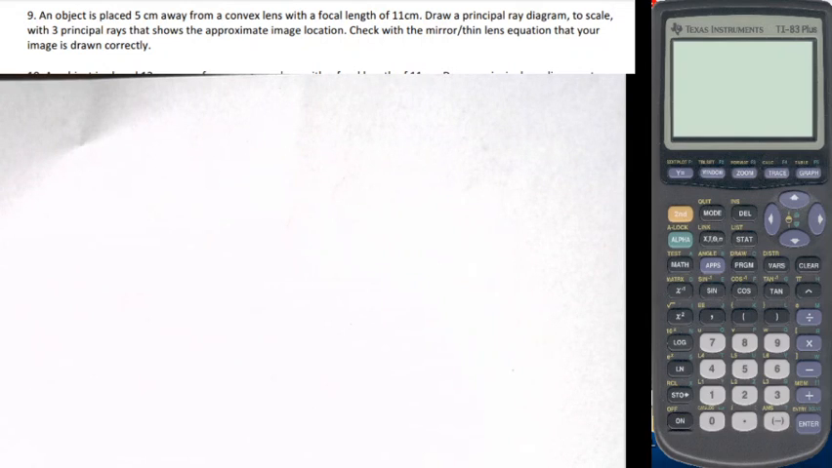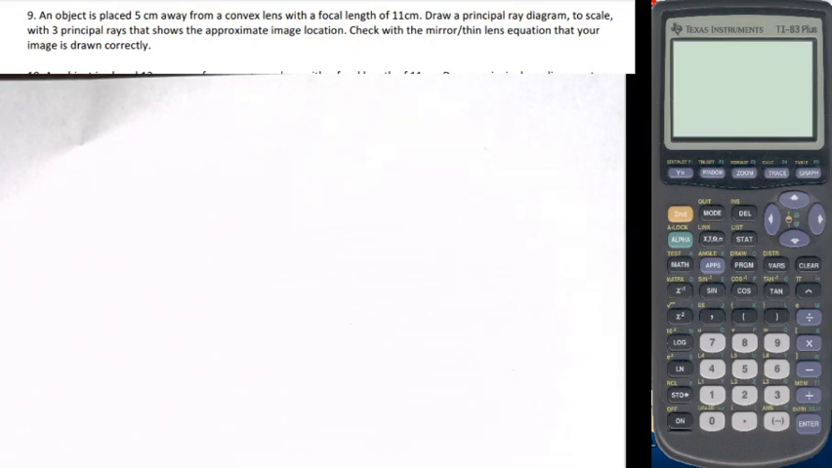All right, so let's work through a few more ray diagrams. So this is question 9 on the chapter 23 recitation. We have an object 5 centimeters away from a convex lens. So that is a lens that bulges out in the middle. It'll be a converging lens. Has a focal length of 11 centimeters.